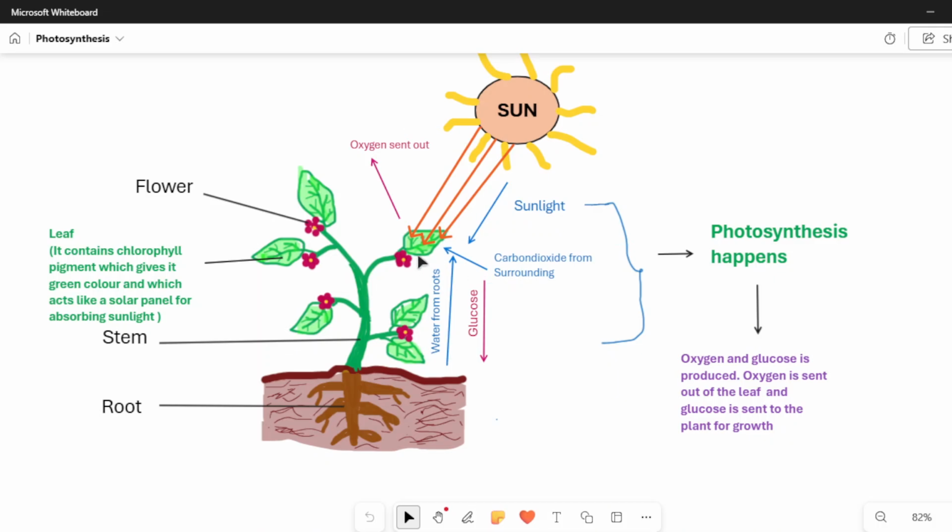And for carbon dioxide, the leaf has small holes at the bottom with which it absorbs the carbon dioxide from the surroundings. So all these combined, the blue color ones, water from roots, carbon dioxide and sunlight combined together will produce glucose, which is the food which plants use for their growth, and it releases oxygen outside into the air. Okay, so this is the photosynthesis happening at the macroscopic level, which we can see with our naked eyes.